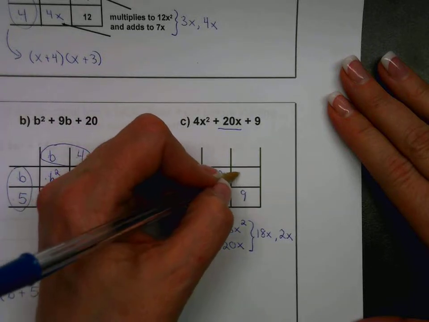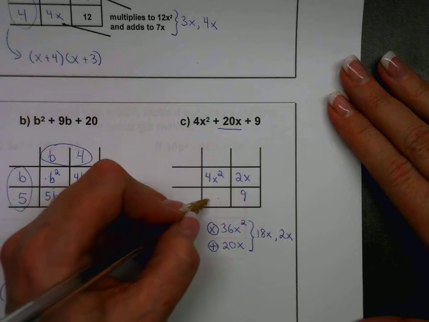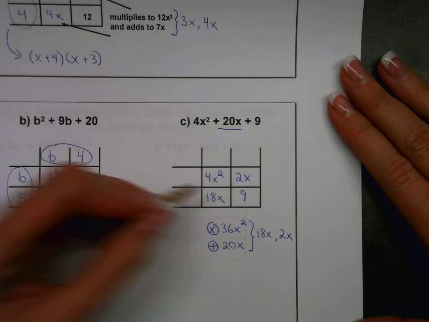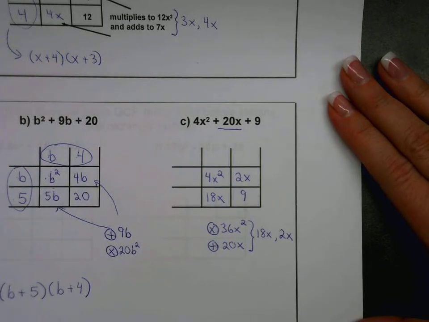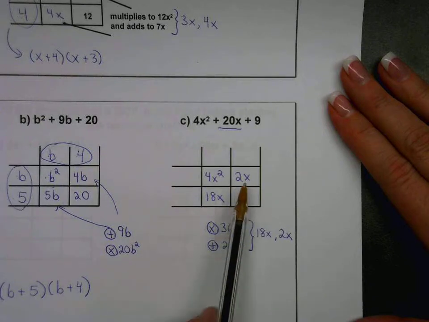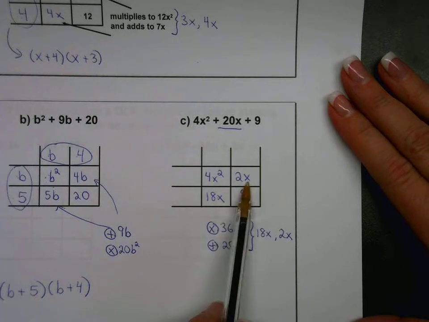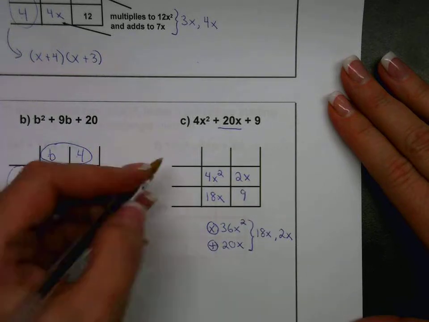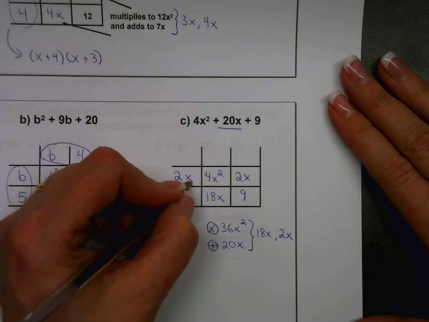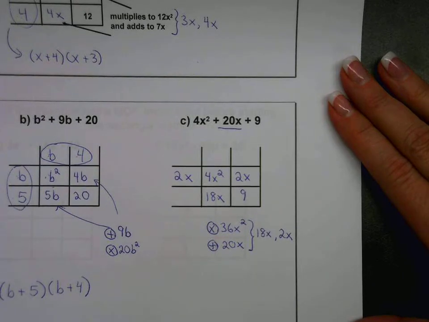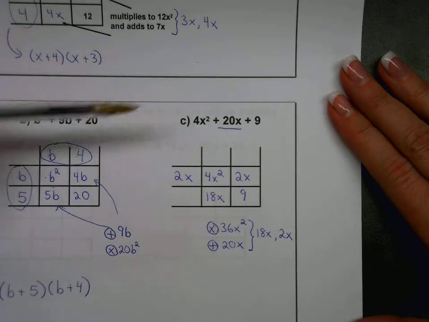So if I put a 2x here and an 18x here, you go to your first row and you look for what is the greatest common factor. Now here it's not just an x, it's a 2 and an x. 2x goes here. Then logic to finish the rest off.